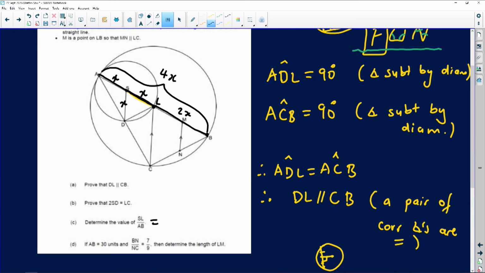Therefore, the ratio you're looking for of SL over AB is just x divided by 4x, which just makes it equal to 1/4. And that will be the solution to that particular ratio that you're interested in.